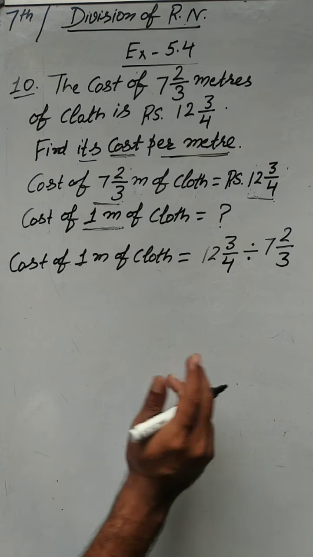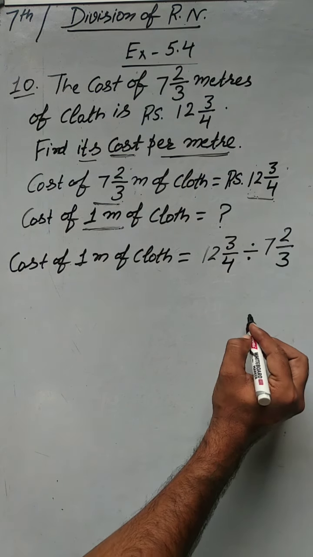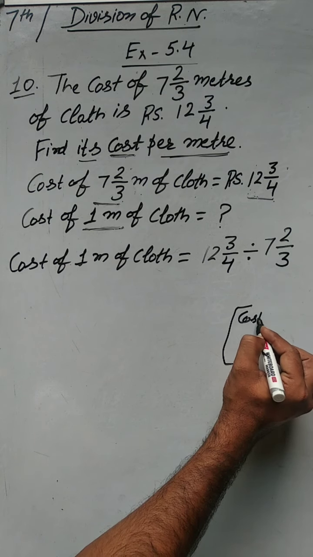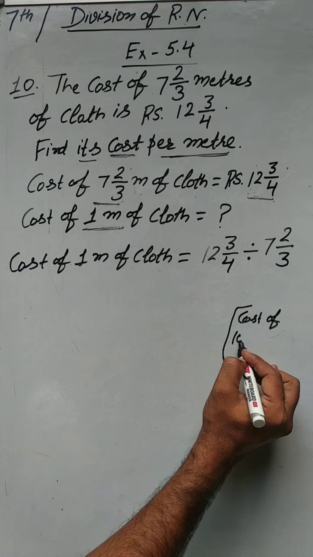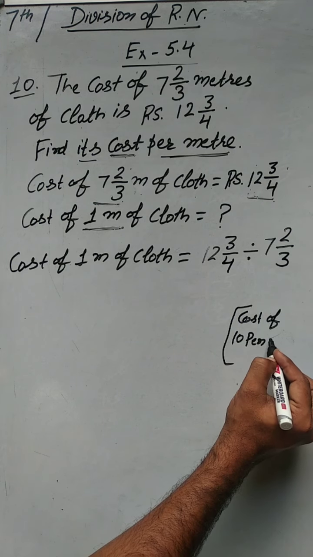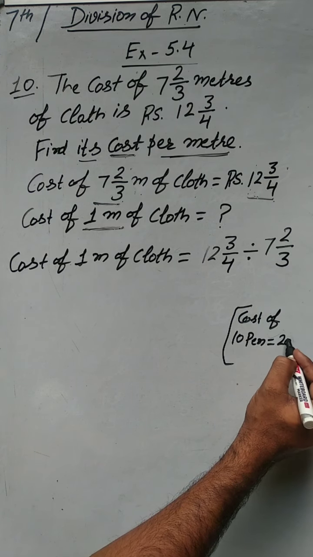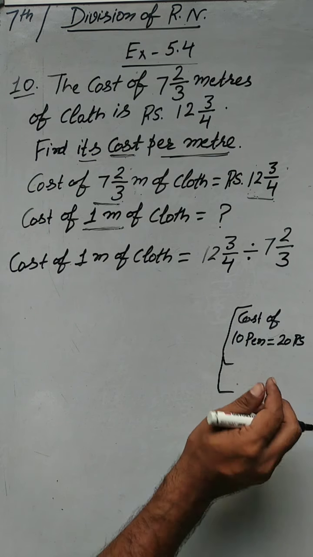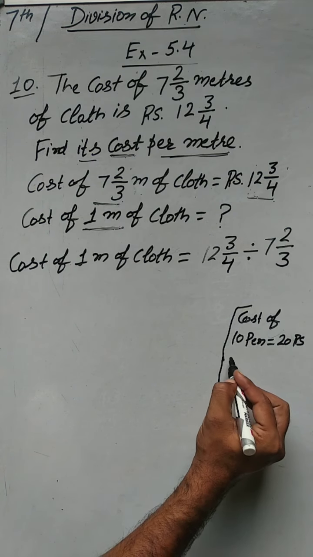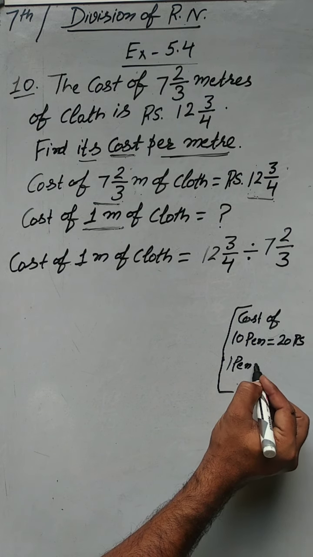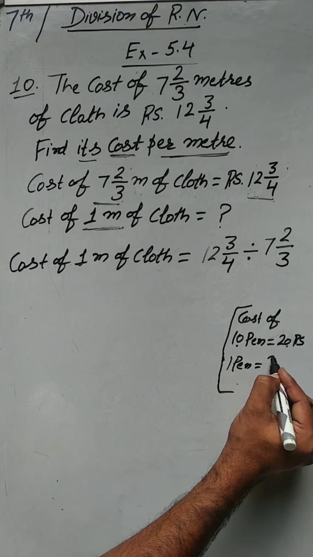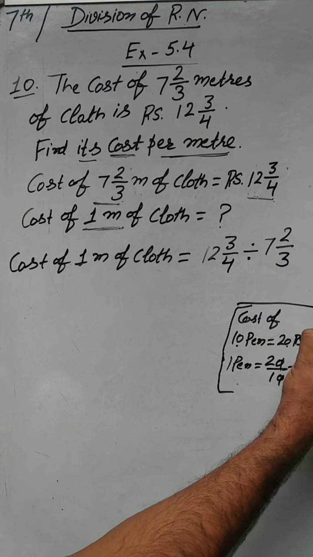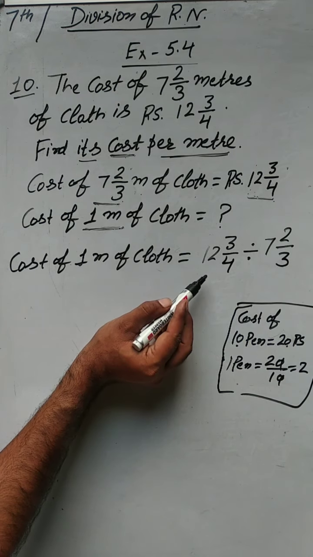Simple, beta, very simple unitary method we have applied here. Suppose you have given cost of 10 pens. Cost of 10 pens is, beta, 20 rupees. You have to find cost of 1 pen. Then 1 pen cost, beta, it will be 20 divided by 10. 20 divided by 10, it will be 2 rupees. So similarly we will proceed here.